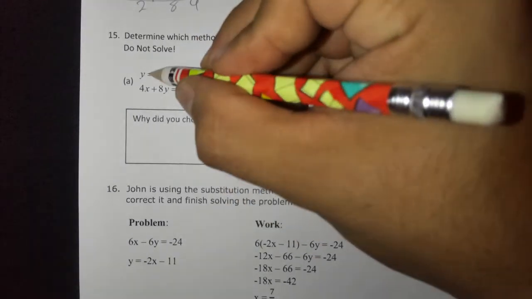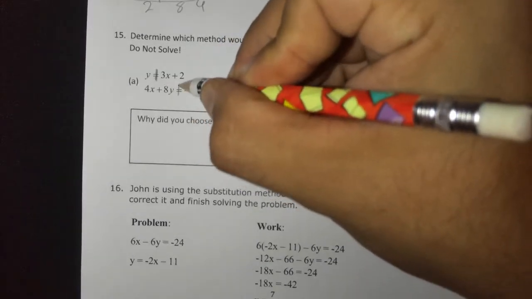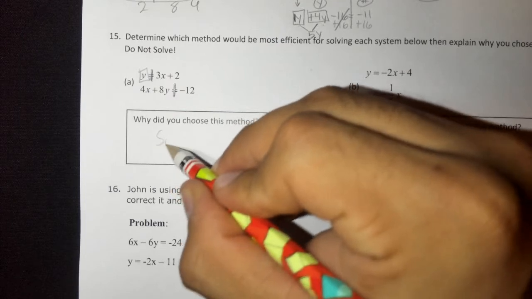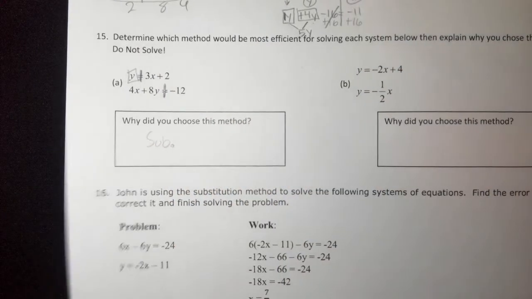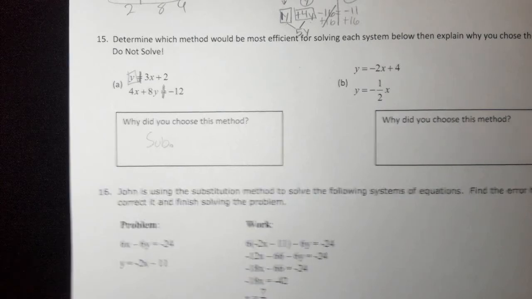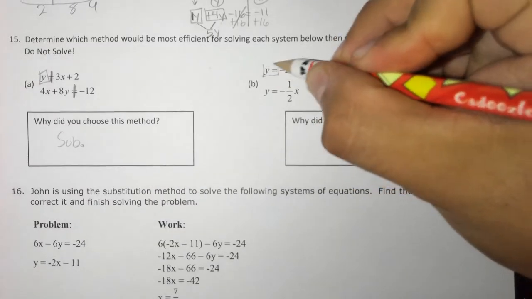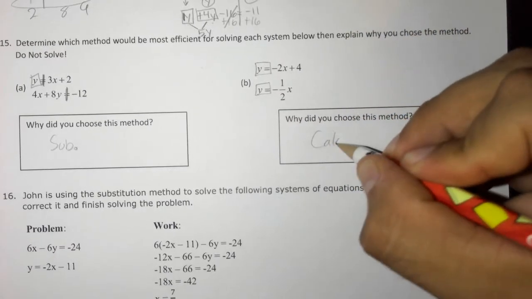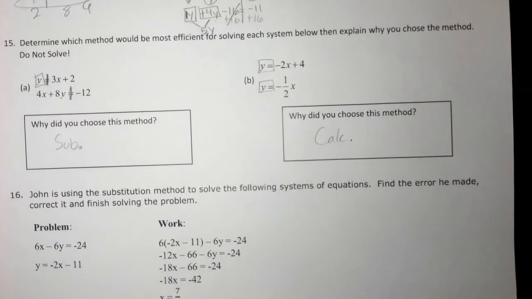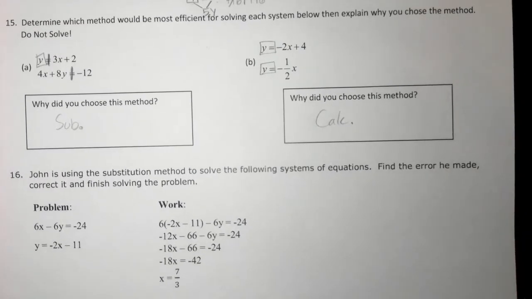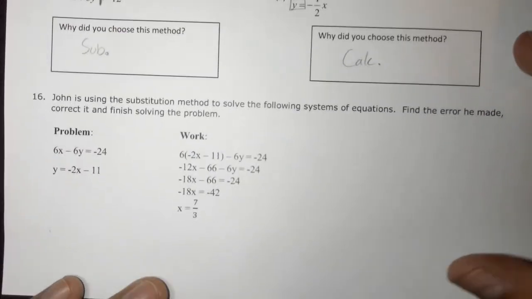With this one, since I can split this in half, and I see that the y is by itself, I would say substitution. And then of course you would explain that the y is by itself, so it's set up for substitution. This one we have y equals and y equals, so that's set up for a calculator. And again, you can just explain, hey, I can go into my y equals, type in both equations, go to my table, and look at the points.